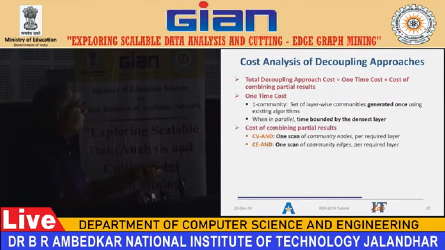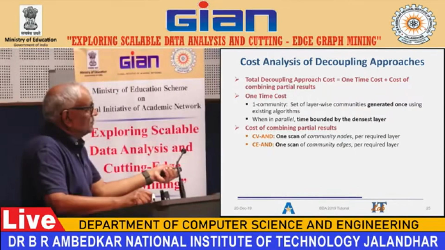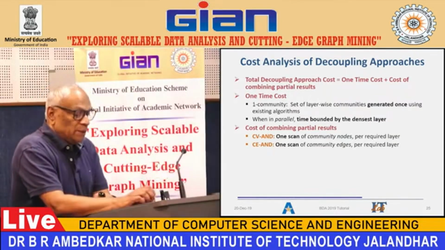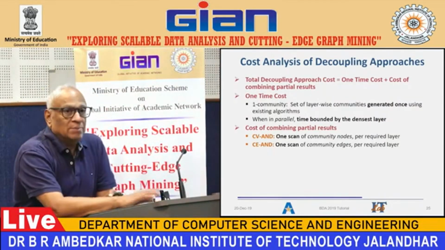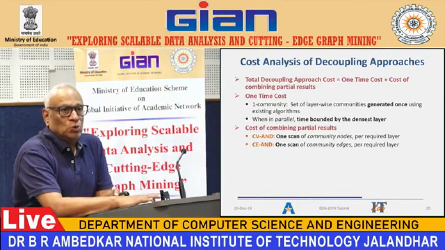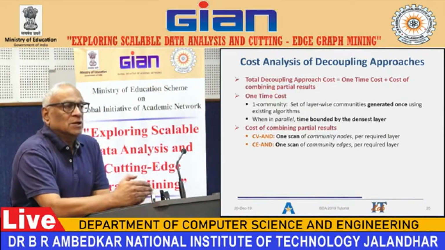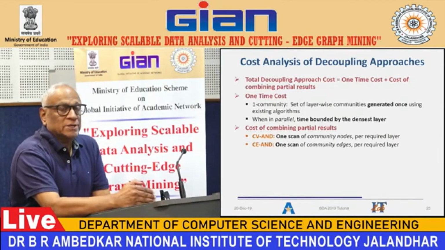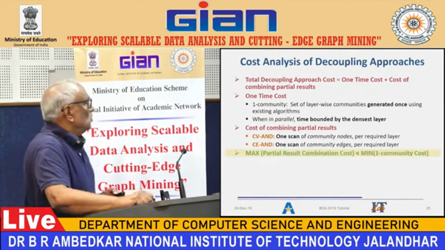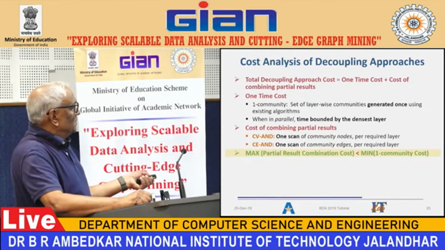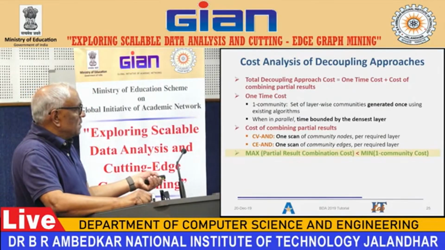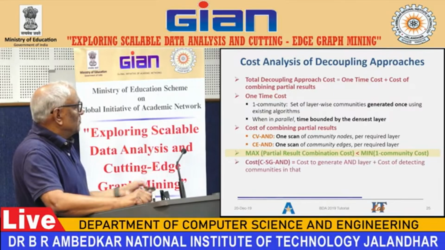Cost of combining the results. The CV AND algorithm of composition uses one scan of community nodes per required layer, and CE AND uses one scan of community edges per required layer. So remember, always the number of nodes is less than the number of edges, typically. So CE AND takes a little more time in its computation, but gives better results. So the total cost is the max partial result combination cost, which is less than the minimum one community cost. This is what we'll show.